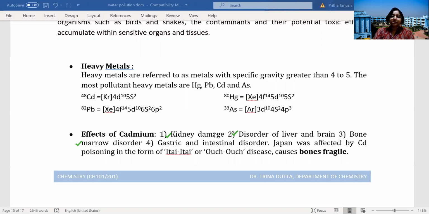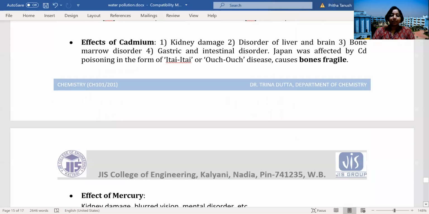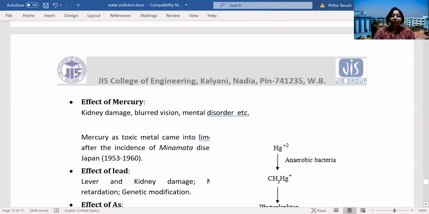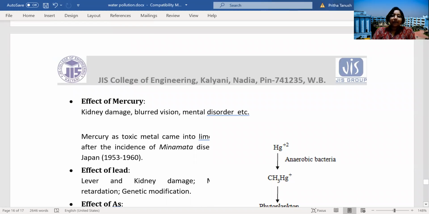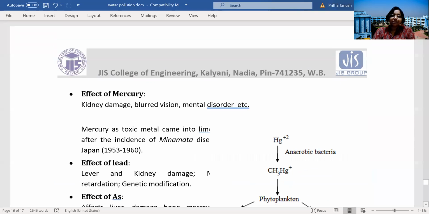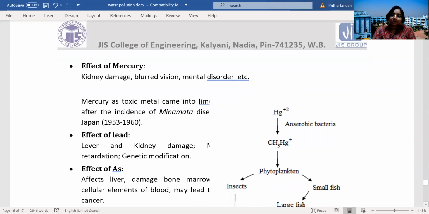So the disease I told you, Itai-itai, is mainly seen in Japan, and this disease makes the bones fragile. Next is the effect of mercury: kidney damage, blurred vision, mental disorder, etc.